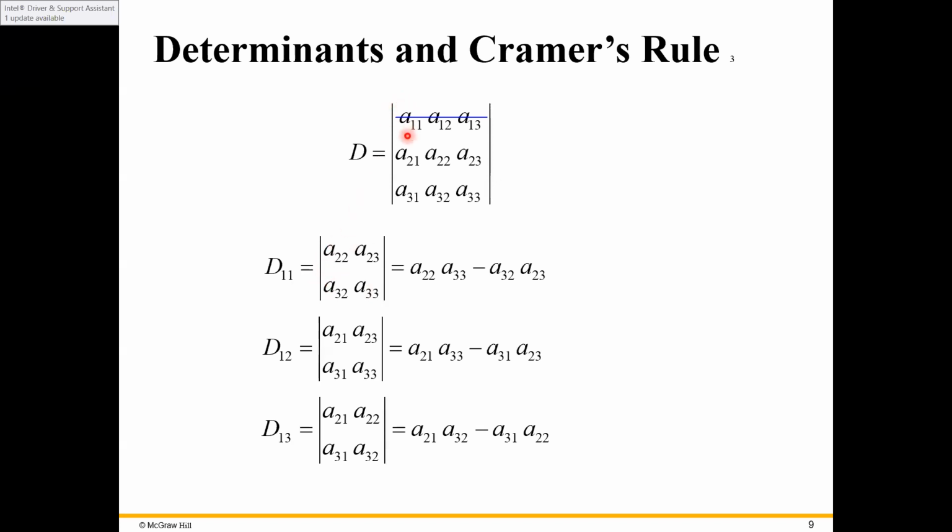For the 3 by 3 matrix, such as shown over here, if we want to find the determinant, then what you will do is apply this process sequentially.